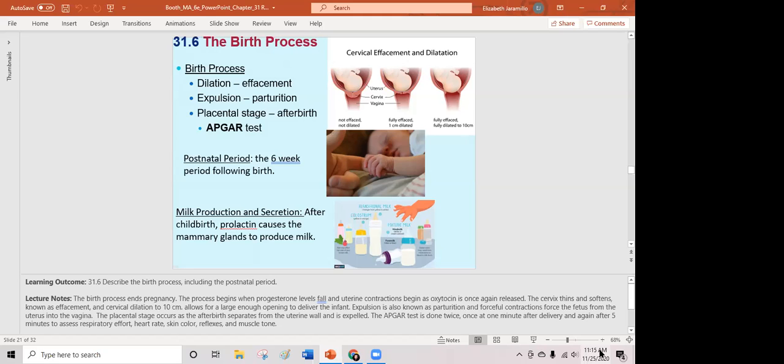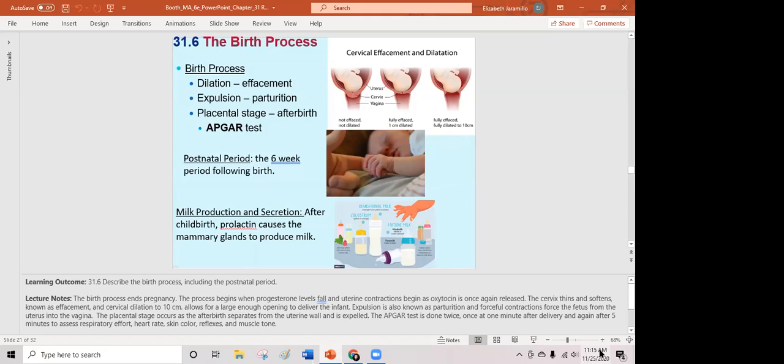Expulsion is also known as parturition, and forceful contractions force the fetus from the uterus into the vagina. The placental stage occurs as the afterbirth. So after the baby is born, the placenta separates itself from the uterine wall and also is expelled through the vagina.